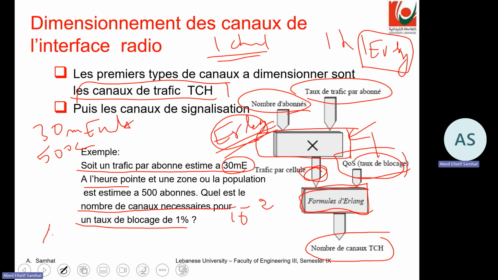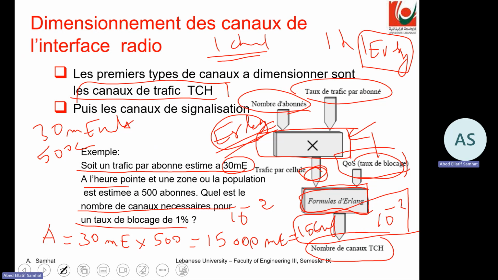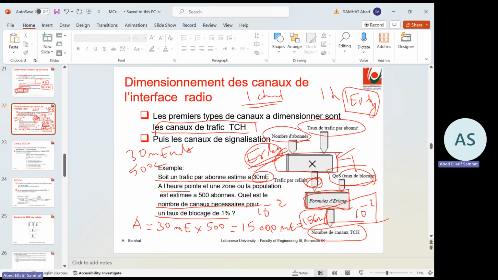So typically, the total traffic A in this case is 30 milli Erlang times the number of subscribers, which are 500. So it's around 15 Erlang. After that, with 15 Erlang and a blocking probability of 10 to the power minus 2, we have to check the Erlang table. You can download the Erlang table from the files in Teams. So I will open the Erlang table, and it will give us the number of channels that are required in order to support 15 Erlang with a quality of service of 10 to the power minus 2.